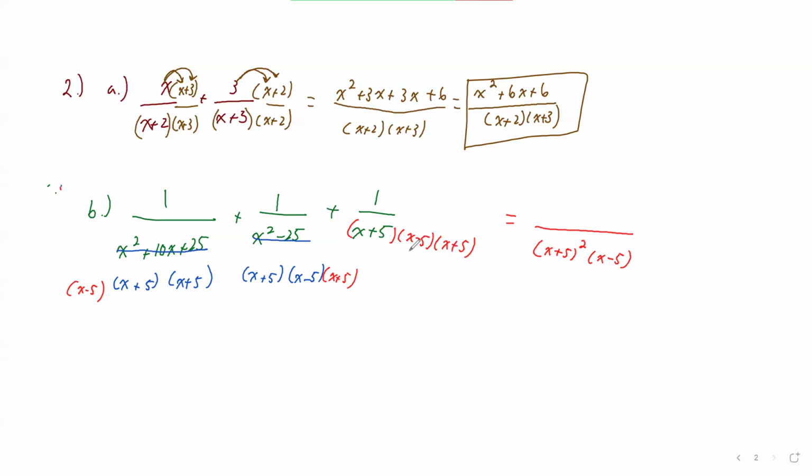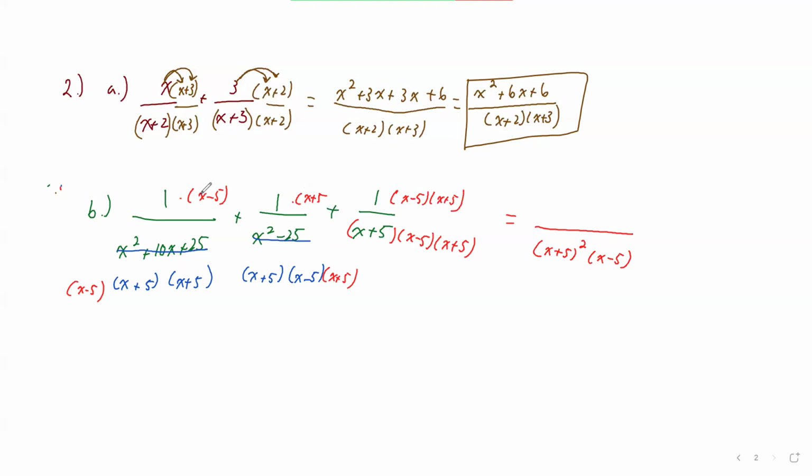The only kicker to this is what I do to the bottom, I have to also do to the top. So if I multiply this bottom by x minus 5, I have to multiply the top by x minus 5. If I multiply this bottom by x plus 5, I have to multiply the top by x plus 5. If I multiply this bottom by an x minus 5 and an x plus 5, I've got to do the same thing to the top.